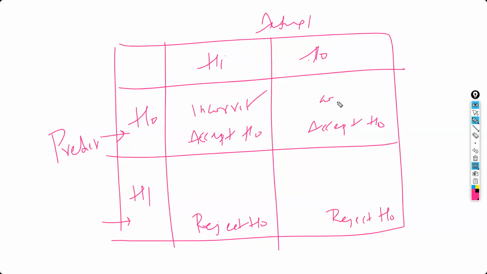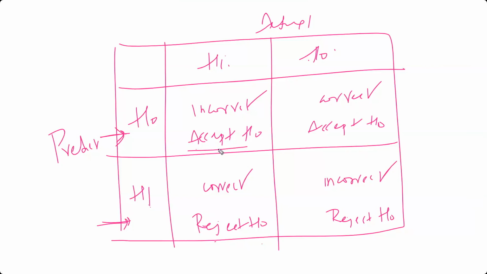Both are same means correct. And this is H1, H1 correct, both are same, so correct. And H1, H0 incorrect. Simple like this. Which side you are having predict H0, there accept H0. Where you are having predict H1, reject H0. So for example, if predict is on the upper side, then you have to write here accept H0, predict H0.